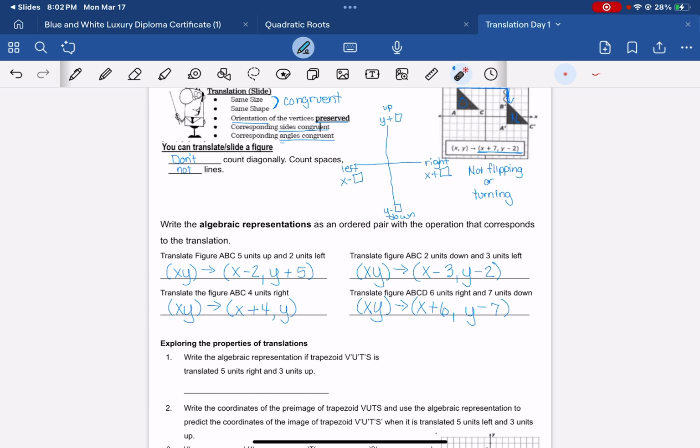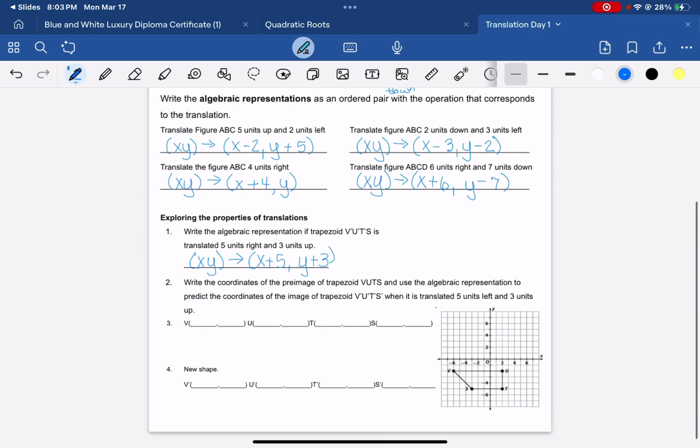Okay? Now on the next one, again, it says write the algebraic representation. And it says translate 3 right and 5 up. So algebra: x, parenthesis, arrow, parenthesis. Right means I'm adding, so I'm adding 5. Up means I'm adding, so I'm adding 3. So there's my rule that I'm going to use.